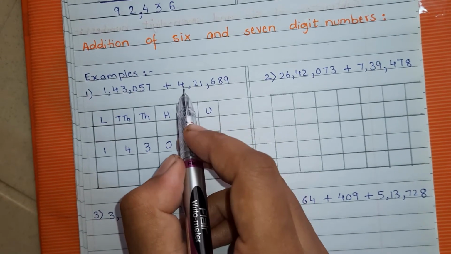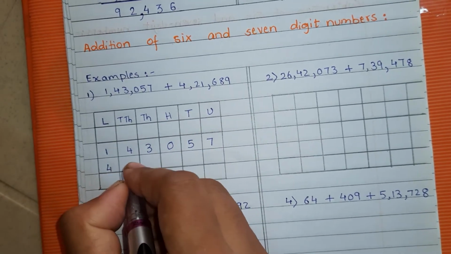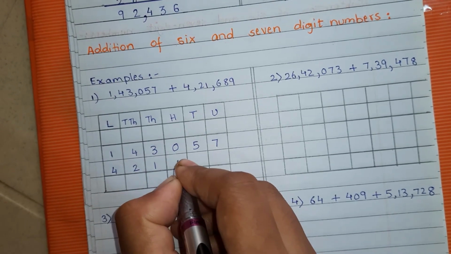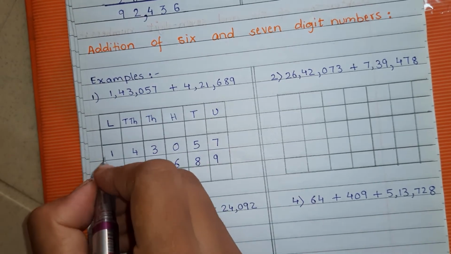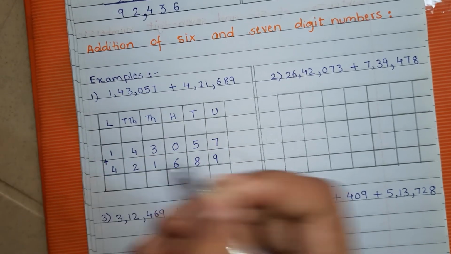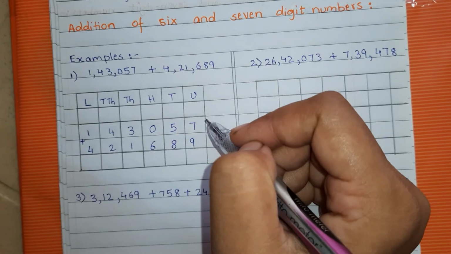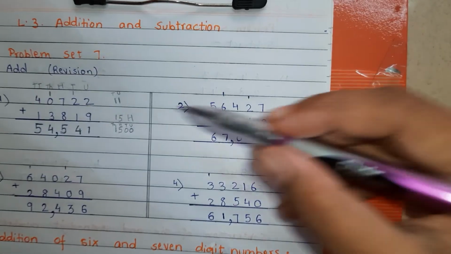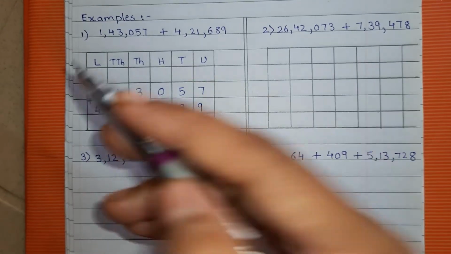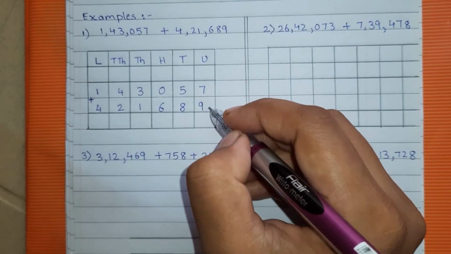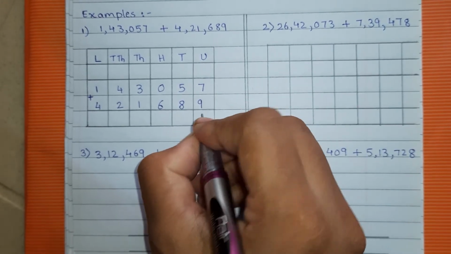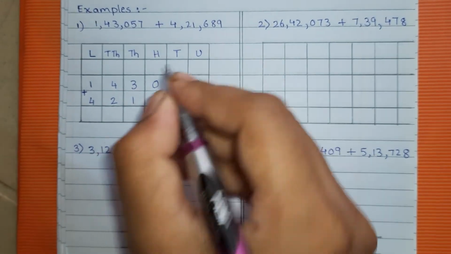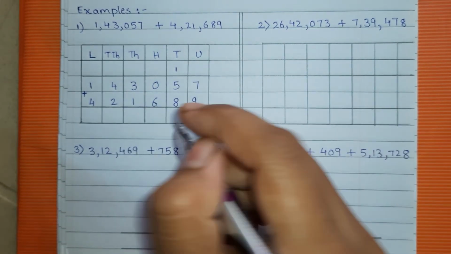1,43,057. Then the second number is 4,21,689. The middle sign is plus, so we will give a plus here. And then we will start addition just like we have done in these examples. Okay, same method. Only the number of digits are more. So first, 7 plus 9, 16. 1, 6, 16. So 6 here, 1 carry.